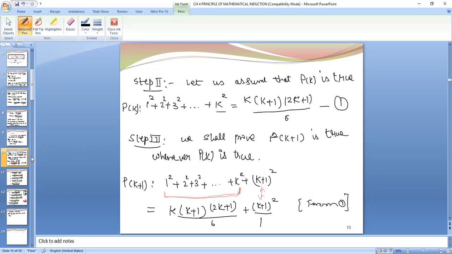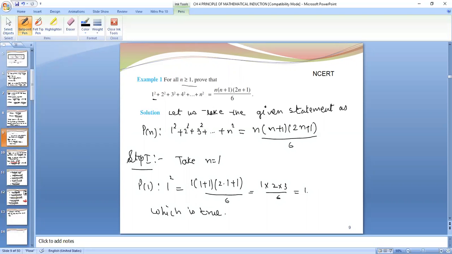Right? So we had to prove that 1 square plus 2 square plus 3 square plus up to n square is n into n plus 1 into 2n plus 1 upon 6. So we are taking that this given result is a statement Pn such that 1 square plus 2 square plus up to n square is n into n plus 1 into 2n plus 1 upon 6. So there are 3 steps. First step, take n is equals to 1.